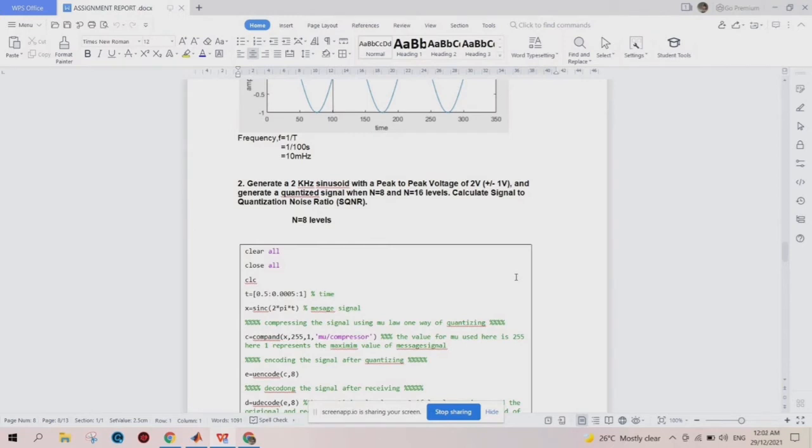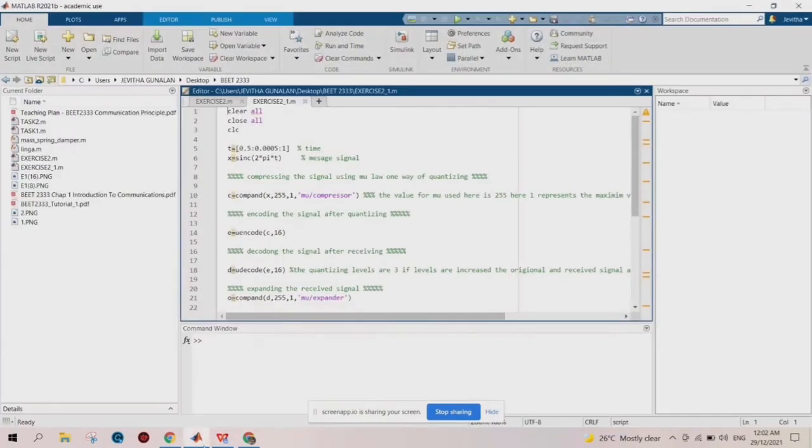To generate a 2 kilohertz sinusoid with a peak-to-peak voltage of 2V, positive or negative 1V, and generate a quantized signal with n equals 8 and n equals 16 levels, and then calculate the signal to quantization noise ratio, SQNR. So this is the question 2 coding for n equals 8.